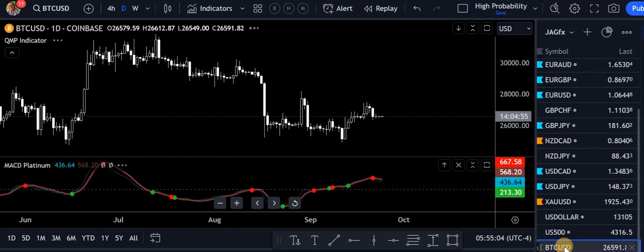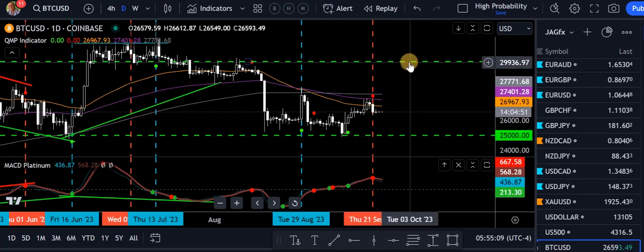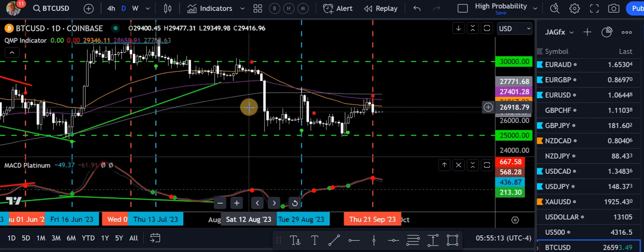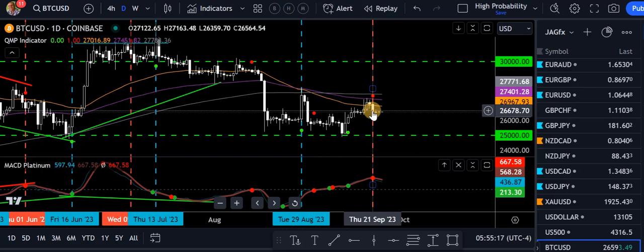And Bitcoin, BTC USD, stuck between the 25 and the 30,000 level still. Has its little movements every now and then, but just boring. And you can always tell when Bitcoin's doing nothing because you don't hear anything from all the Bitcoin traders.